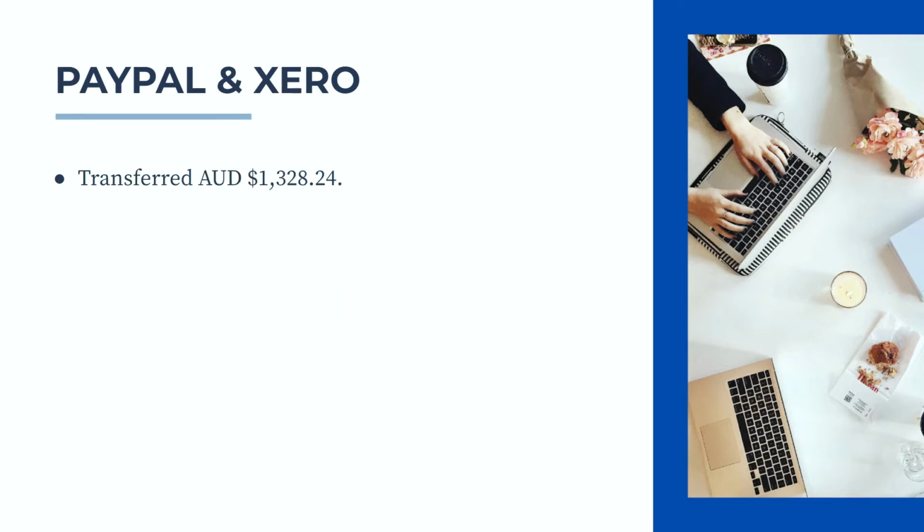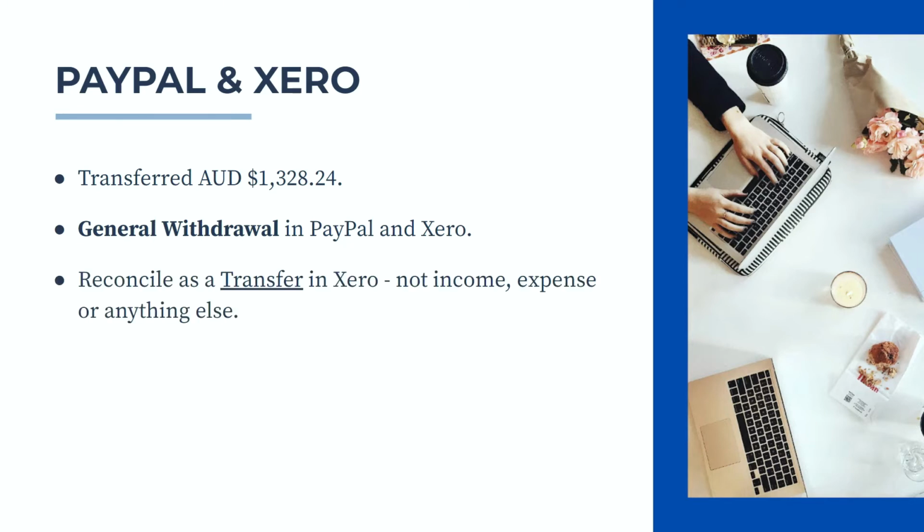Okay, so what I've done for this exercise is I've transferred $1,328.24 Australian out of my PayPal account and into a separate bank account outside of PayPal. And it will show up with the description of general withdrawal in PayPal and Xero. So what we need to do is reconcile the transactions as a transfer in Xero between the bank accounts, not as income or expenses or spend or receive money or anything else. Because if you reconcile it as income, for example, you're going to be double counting your income. So it needs to go in as a transfer.